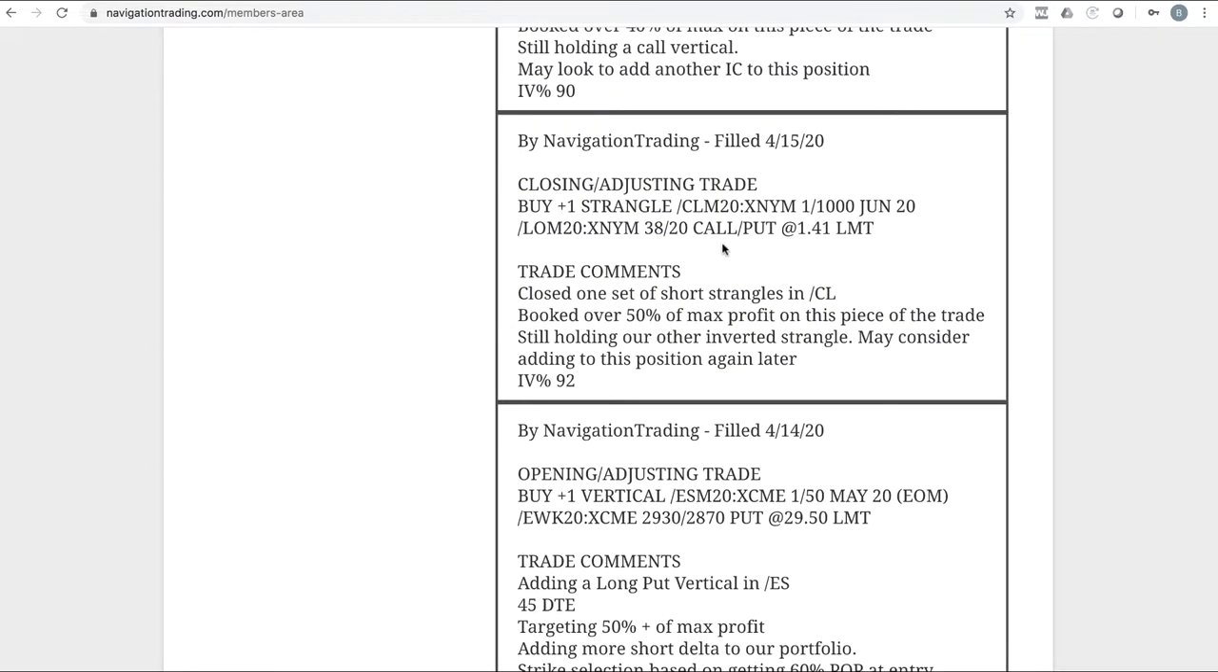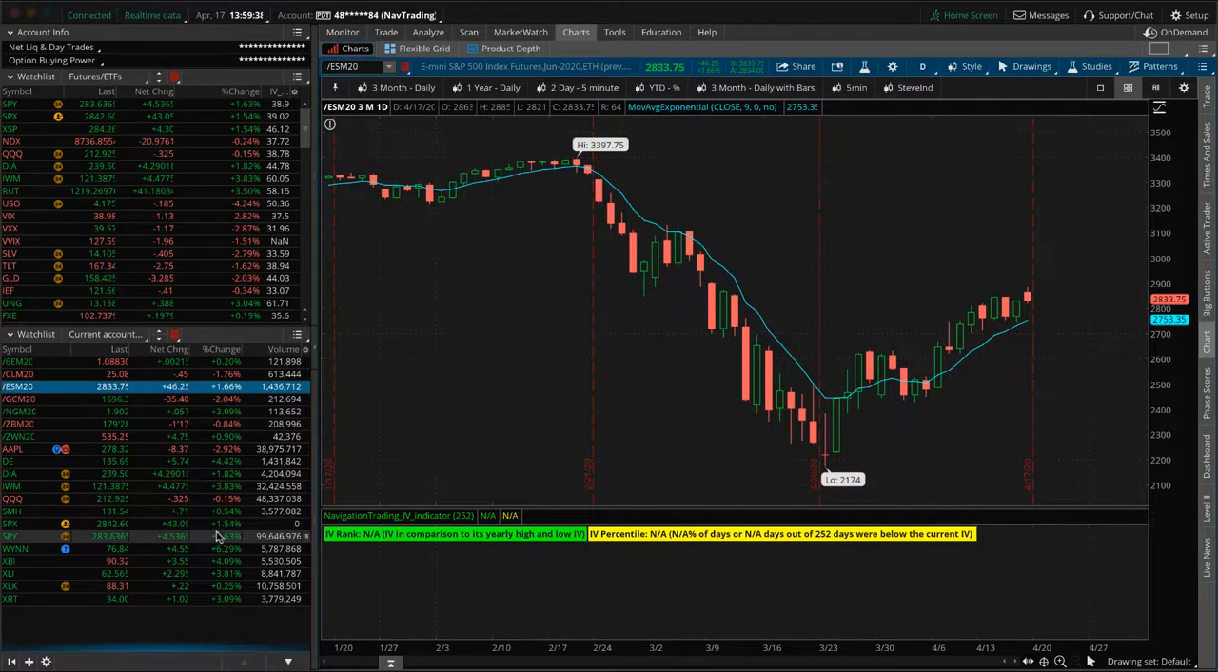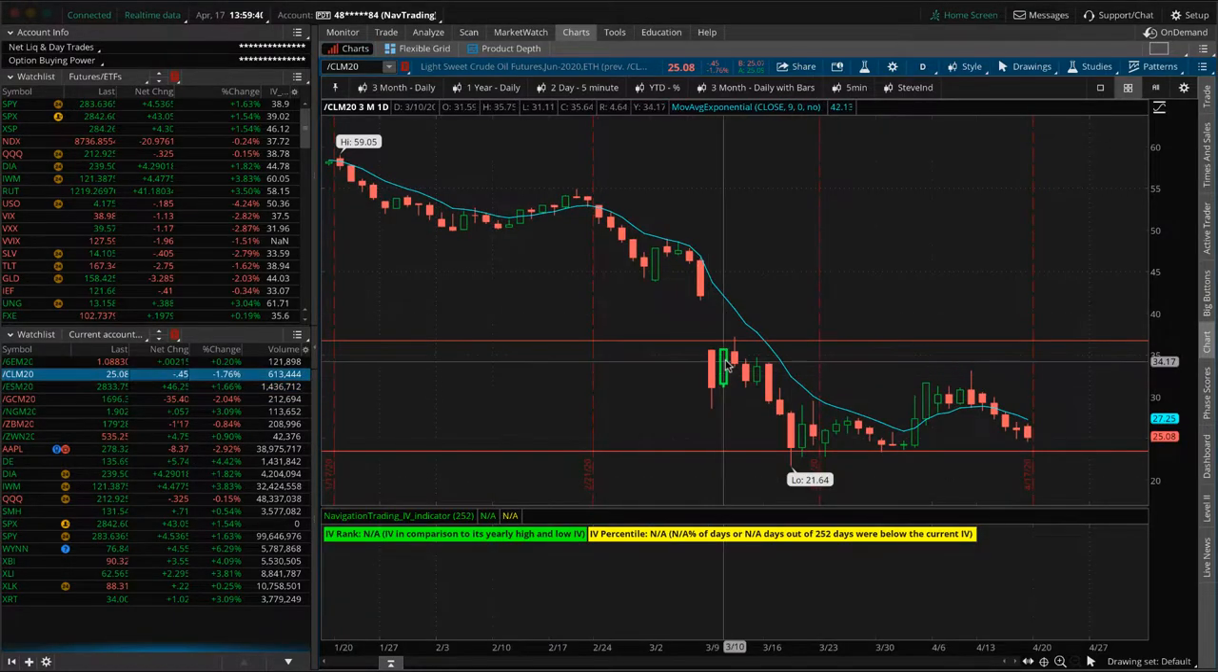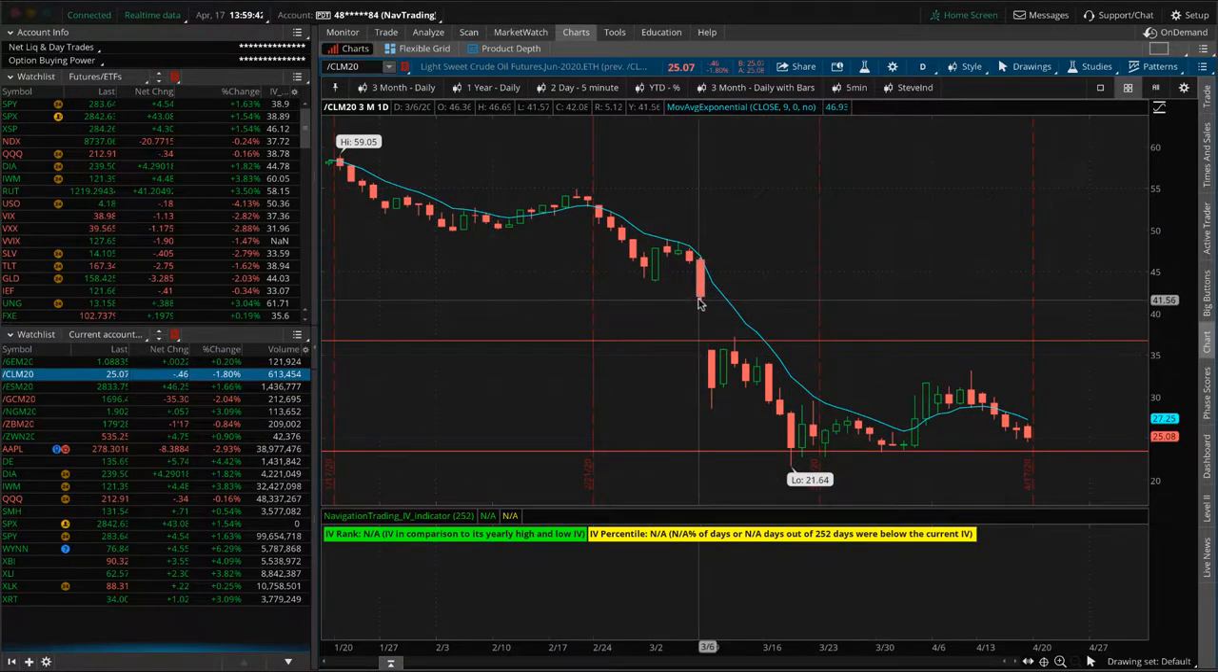Next trade, closing adjusting trade in CL. So we had two different short strangles on in CL. We closed out one set, booked over 50% of max profit on that piece. Obviously still working our way back after that massive move that we had to battle in oil after the Saudi-Russian deal fell apart.